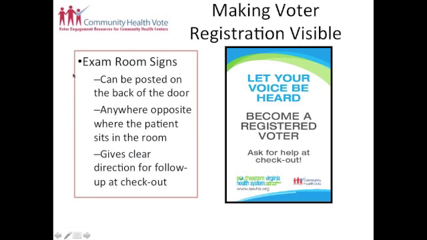So when I said making it visible, this is what I meant. These signs you'll see were actually developed by a health center in Virginia. I had nothing to do with them. They did this on their own. The best place in a health center to put a sign that folks will read is the back of the exam room door. While people are sitting there waiting for the doctor or the nurse practitioner or physician's assistant to come in, they have nothing to do, nothing to read.